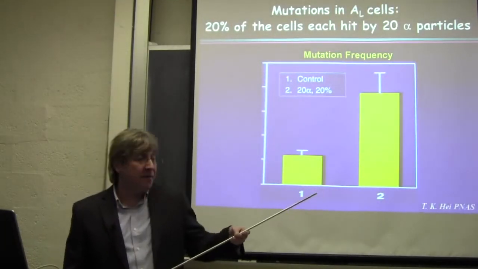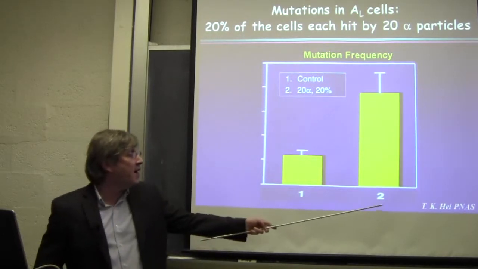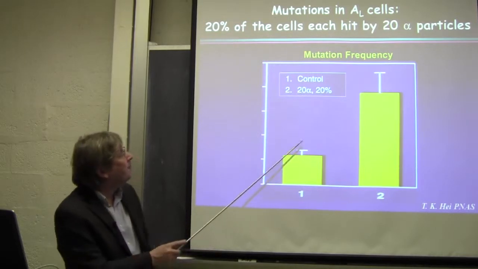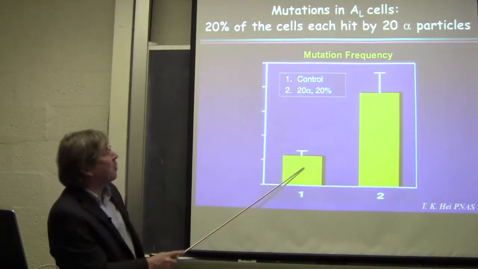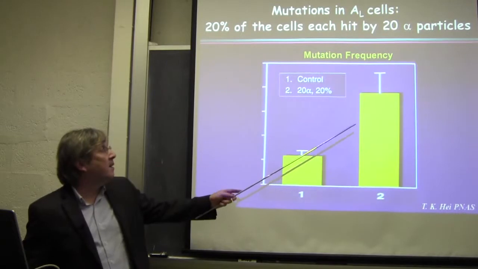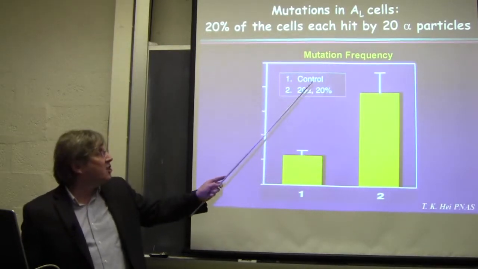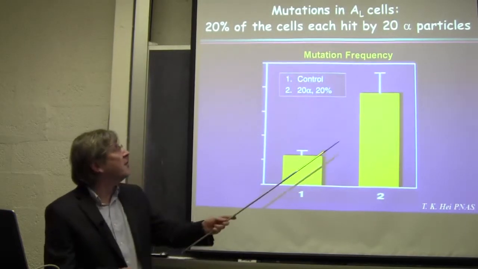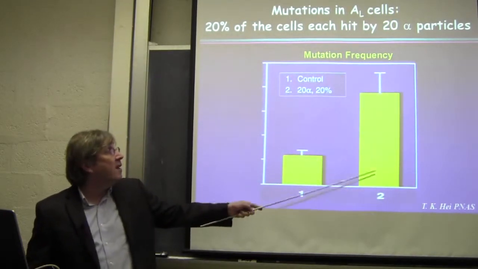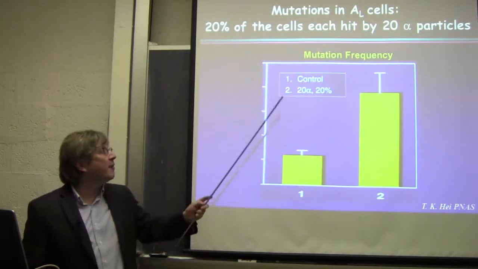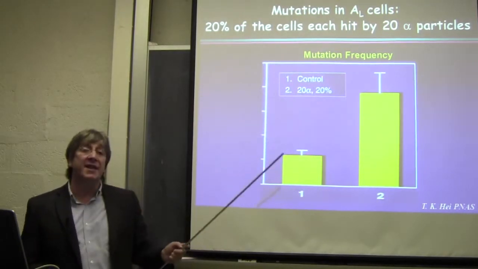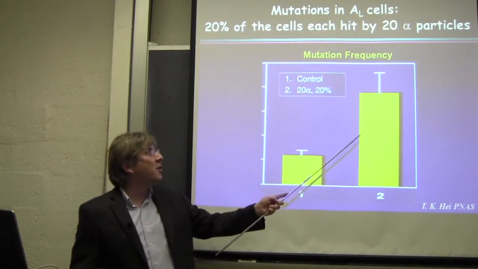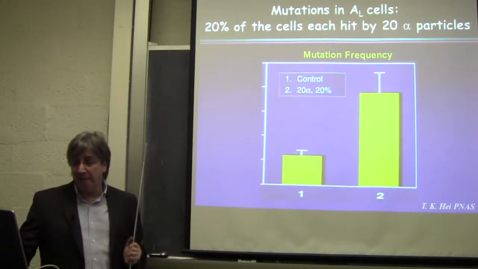And here's an example of some results from Tom High's group with that sort of experimental design. Here's the control population, number 1, and here 20% of the cells on the dish have been hit with 20 alpha particles, so they're dead. They're not contributing to this mutation frequency. So this mutation frequency is coming from the remaining 80% of the cells on the dish which were not hit at all by radiation, and yet show an increased mutation rate.